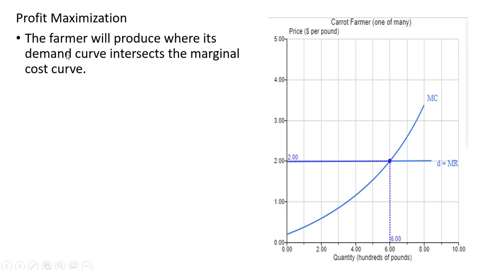All right, we're going to add one more curve now in this diagram here for the farmer, and that's going to be the MC curve, or marginal cost curve, which just shows the increase in total cost from producing one more unit of the good, in this case one more pound of carrots. So in terms of profit maximization, the farmer will produce where its demand curve intersects the marginal cost curve. Profit maximization requires producing where marginal revenue equals marginal cost, or since marginal revenue equals price, we can also write this condition as price equals marginal cost.